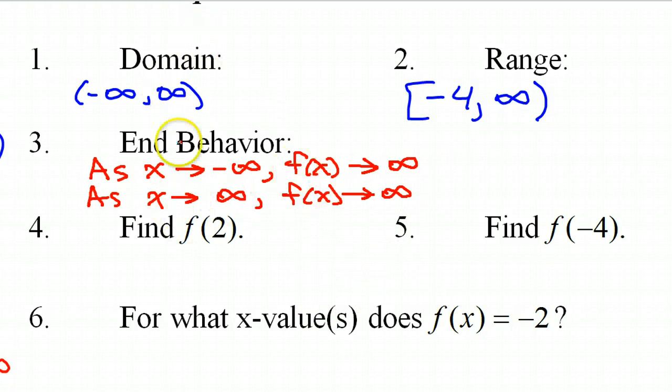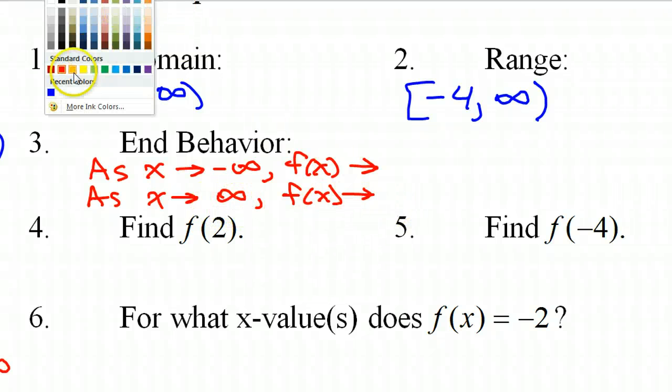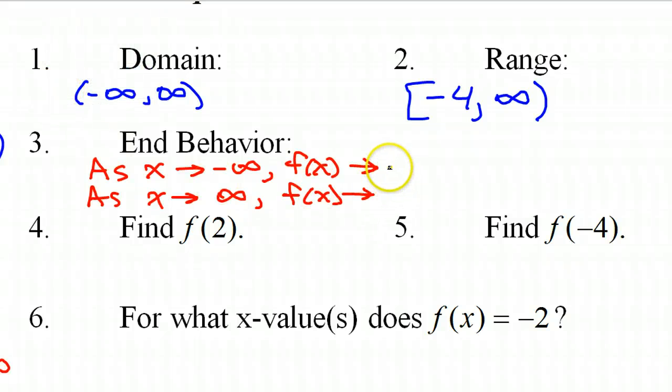Now look, anytime you do end behavior, I want you to understand everything here in red is always the same. This part never changes. So as soon as you get ready to do an end behavior problem, the first thing I want you to do is write all this out. As x approaches negative infinity, f of x approaches. As x approaches positive infinity, f of x approaches. The only thing that's going to change is this last piece on the end.